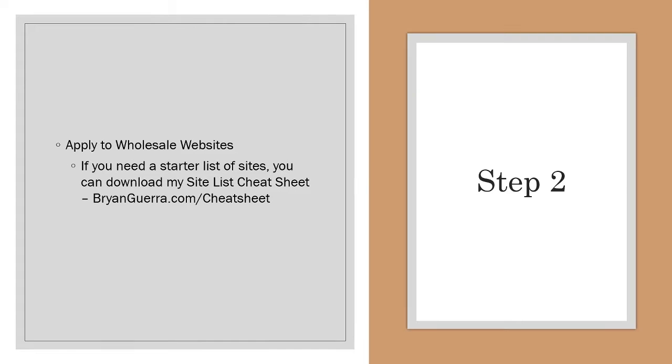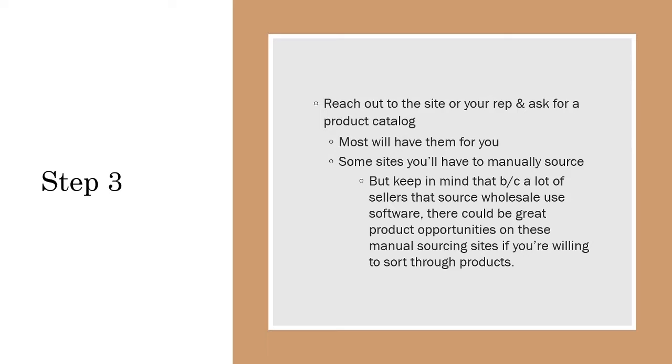Step 2 then is to apply to wholesale websites. Step 3 is to reach out to your site rep, or just the site in general if they have a contact us, and ask for a product catalog, okay? Most sites will have product catalogs if they're wholesale websites, obviously. What I basically do is reach out to my rep or to the website and email them and say, hey, I wanted to know if you could send me a list of your latest product catalog because I want to make some purchases, okay? And because you're a vetted, reputable buyer and you're clearly interested in running it through software, which means you're clearly interested in buying from them, they're going to get that to you fairly quickly. Most of them do, okay?